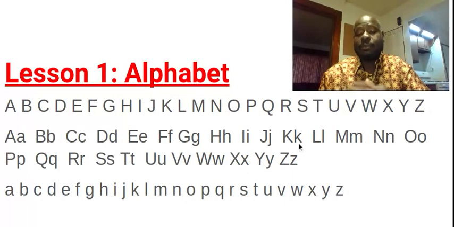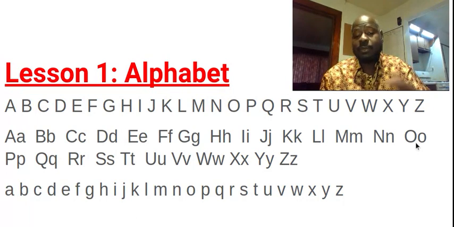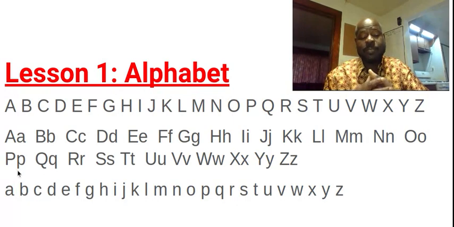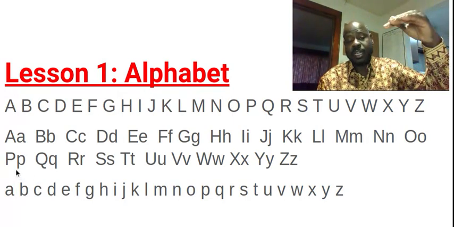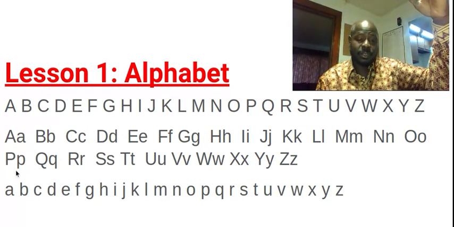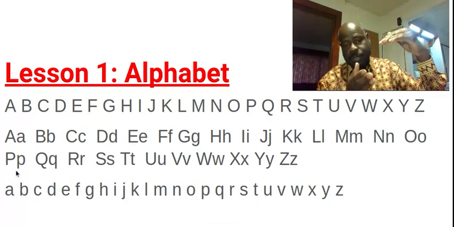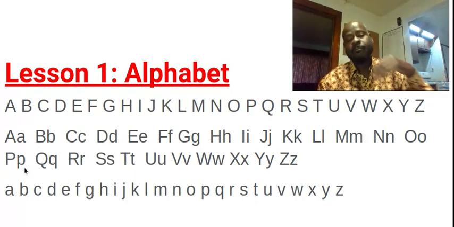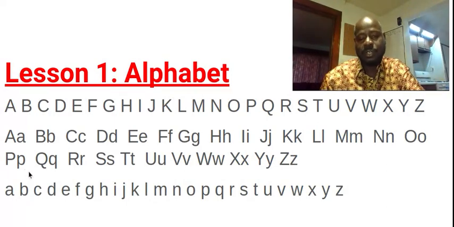Then we have the O, big O and small O. The P, we have big P and small P, or uppercase P and lowercase P. But the difference is that the uppercase goes up and touches both lines, the upper line and the lower line. The small P goes below. So the head is on top of the line, but the rest goes under the line. The S is the same.